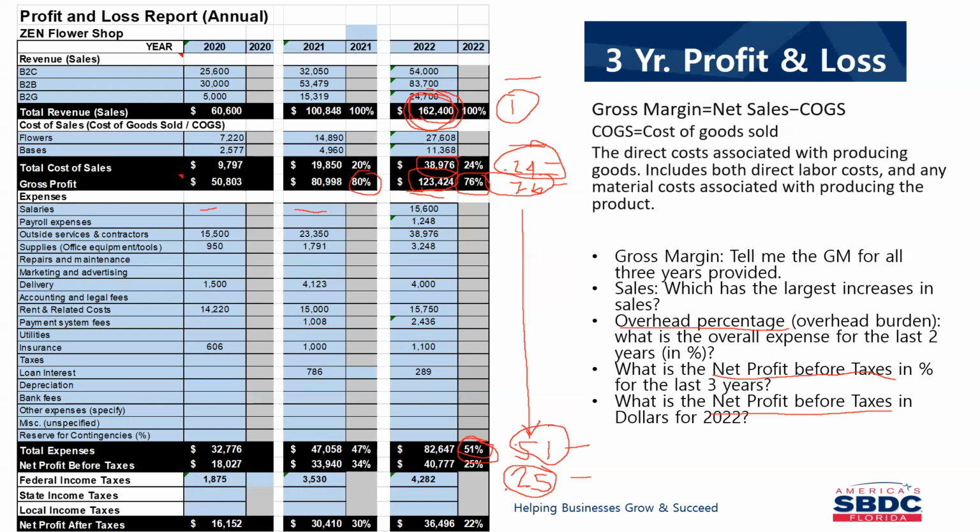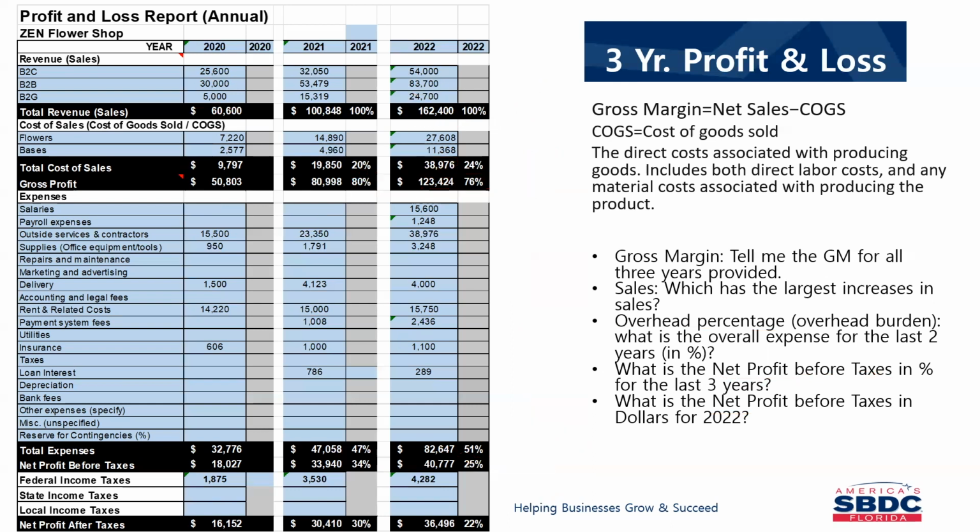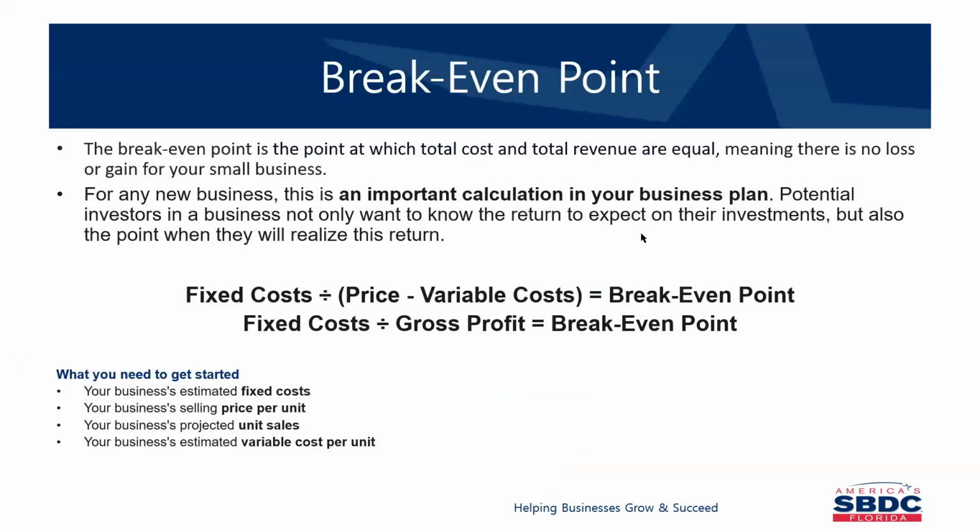Okay, I'm going to clear everything, and then we go to the next slide, which is break even. This is the formula for break even. Again, let me do the annotation here. It's fixed cost divided by the price minus the variable cost, which gives you the break even point. That's the same as I talked about yesterday: the fixed cost divided by your gross profit.